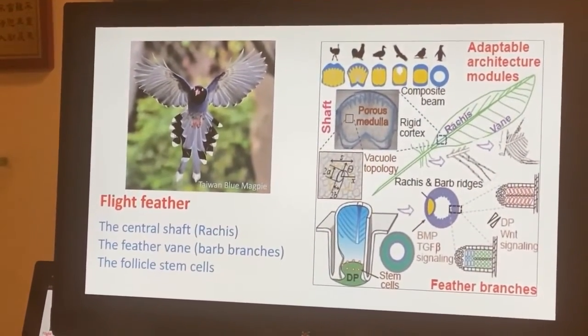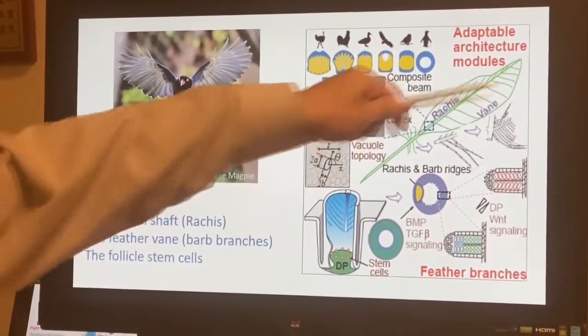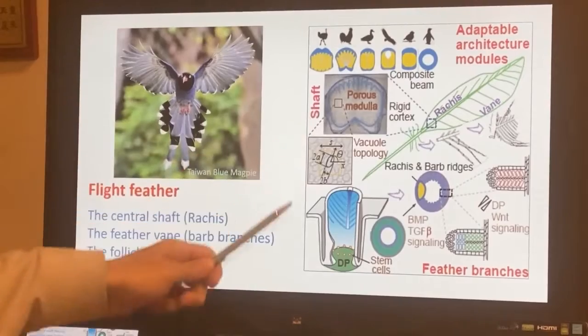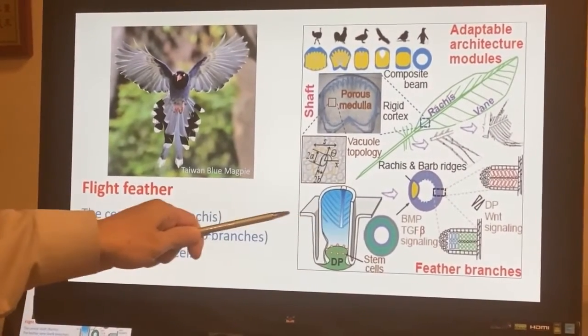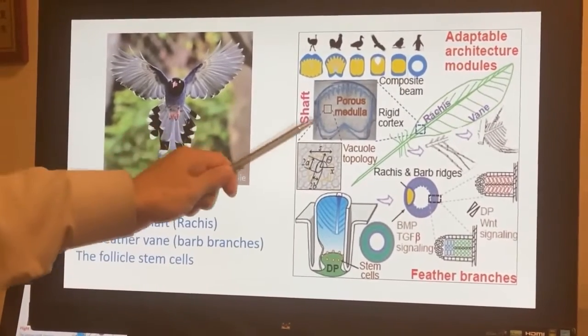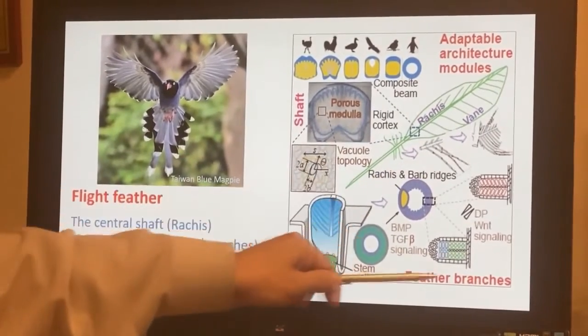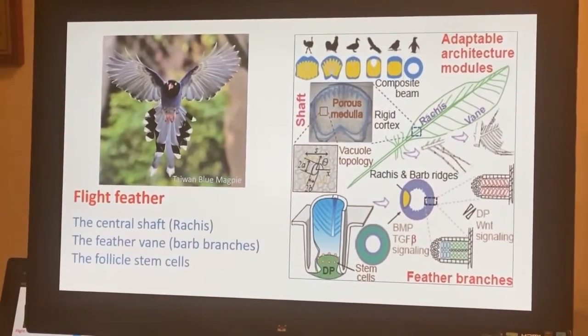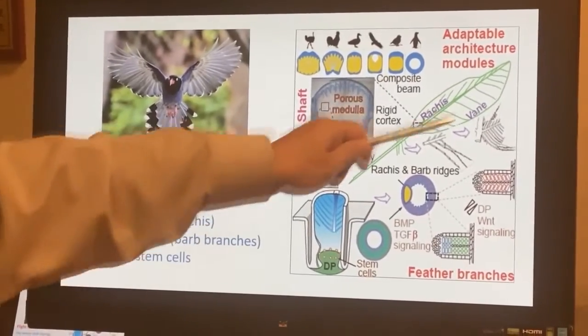The flight feather is made of two modules, the central shaft and the peripheral band. Both are produced by stem cells in the follicle under the skin. Here we will show the biophysical study of the rachis, molecular study of the barb, and the amber fossils that record the evolution of feather vein.